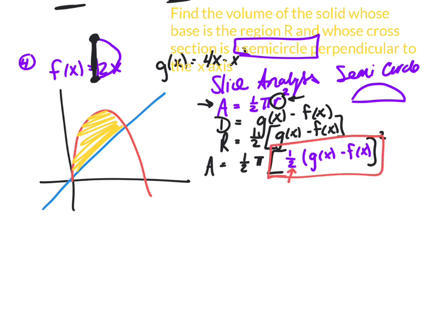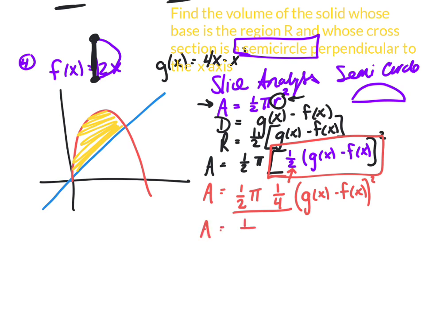So let's start with the 1/2. If you square that, what does that become? I'm going to keep my 1/2 pi. If I square 1/2, I should get 1/4. And then I have this quantity, g of x minus f of x, squared. So now when I multiply my coefficients out front, my area is actually 1/8 pi times g of x minus f of x squared.